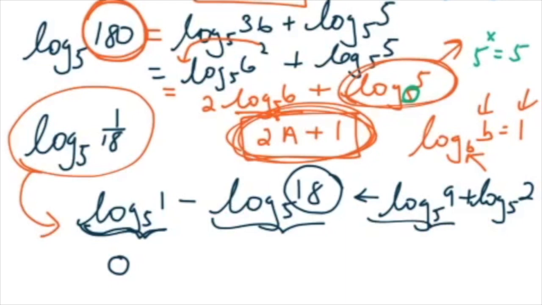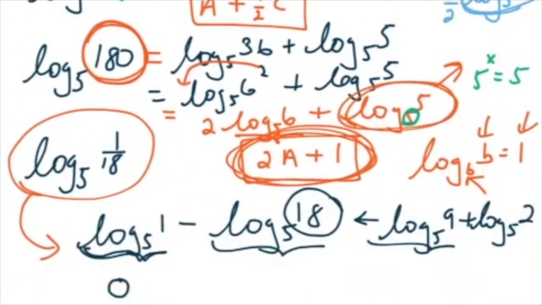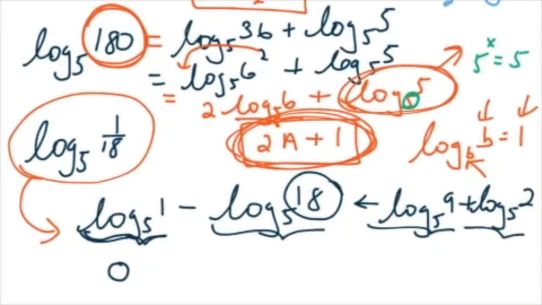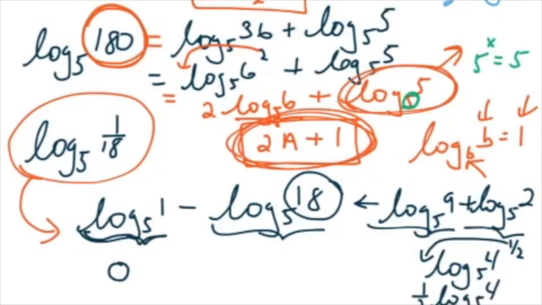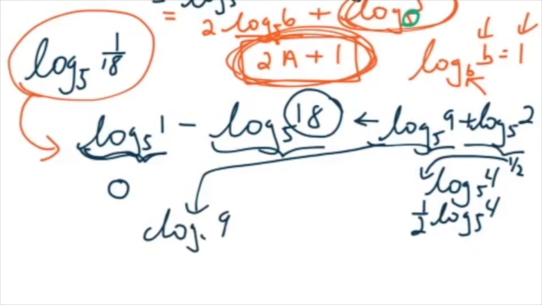The 9 one we got, right? Remember, the 9 was given to us. That's our B. But the 2, not necessarily, unless you think of the log of 2 as the log of 4 to the 1/2 power base 5. That 1/2 flips out in front, and I'm looking at 1/2 log of 4 base 5. So here we go. The log of 9 base 5 plus half a log of 4 base 5.